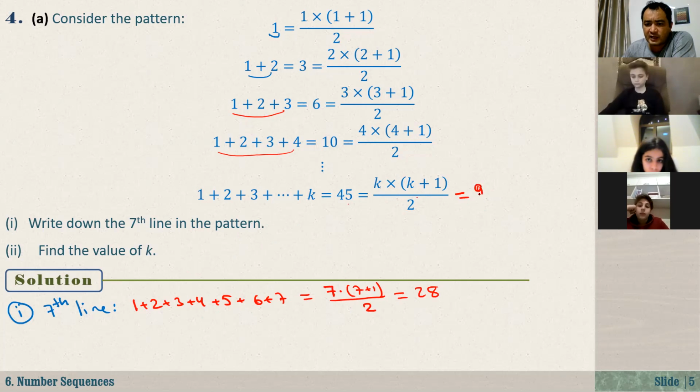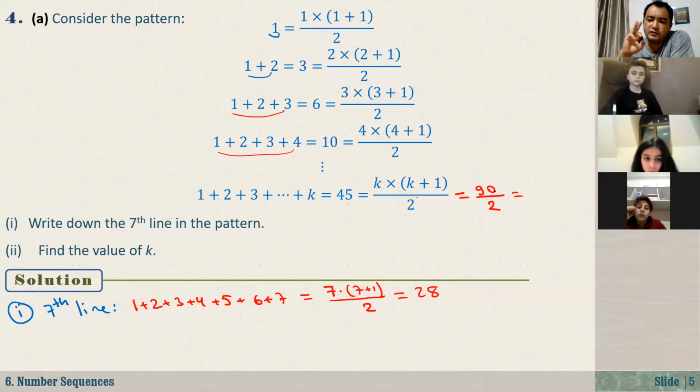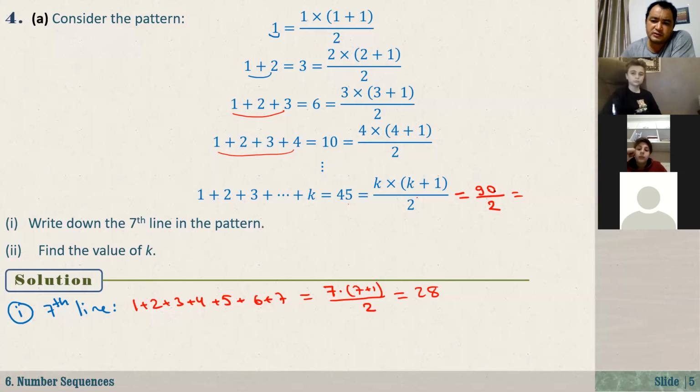45 equals 90 over 2. Now, can we write 90 as a product of two consecutive integers? So that is 9 times 10 over 2. Now, from this pattern, if it is 3, this is 3. If it is 2, this is 2. So if it is k, this is k, right? So what is the value of k here then? k is equal to 9.